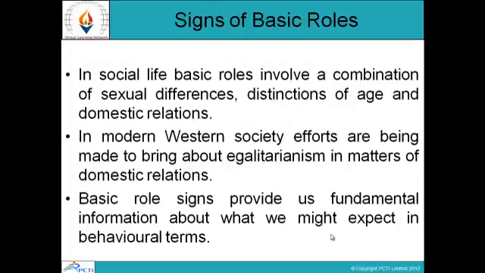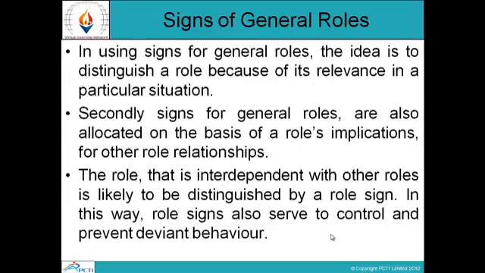Signs of basic roles. In social life, basic roles involve a combination of sexual differences, distinctions of age, and domestic relations. In modern Western society, efforts are being made to bring about egalitarianism in matters of domestic relations. Basic role signs provide us fundamental information about what we might expect in behavioral terms.